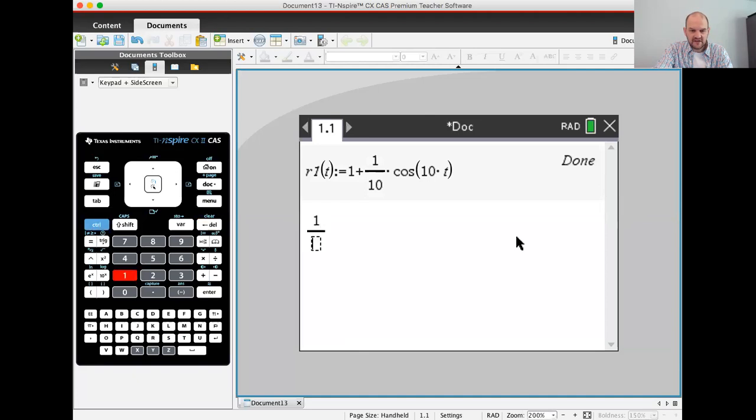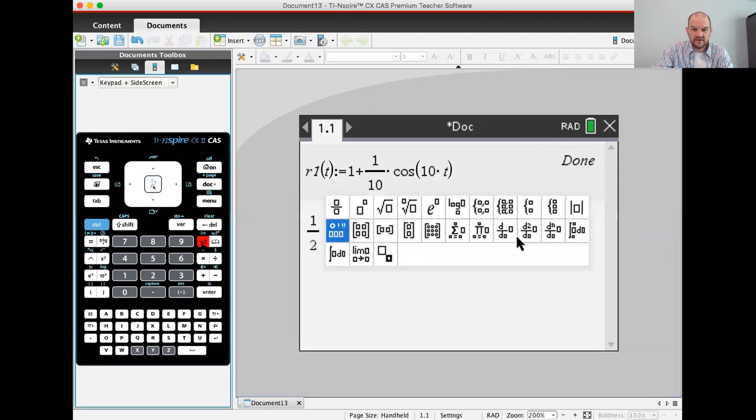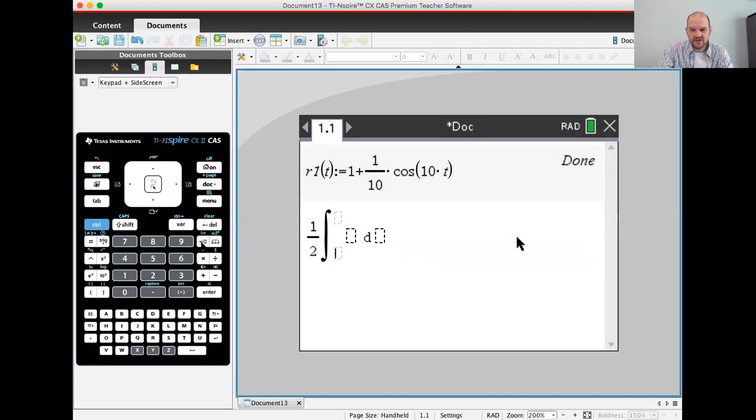Okay, and now we're basically checking, right? So 1/2. I think the template's easier than actually typing. I'll probably still type because it's a habit that I have. But 0 to 2 pi of r1 of t squared. I always use t instead of theta. Calculator doesn't know this, so it's 201 pi over 20.